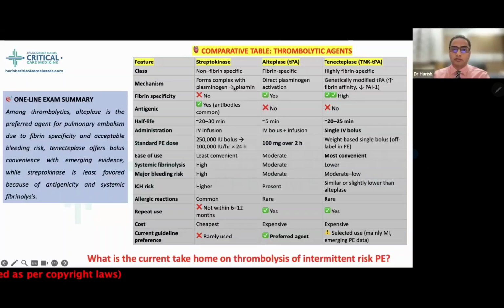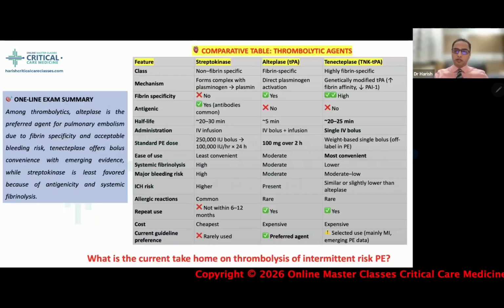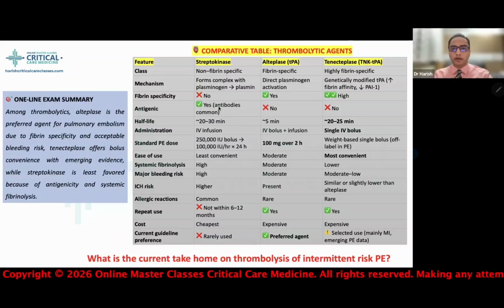Streptokinase forms a complex with plasminogen, which leads to plasmin. Alteplase is a direct plasminogen activator. Tenecteplase is a genetically modified tissue plasminogen activator, which increases fibrin affinity and decreases plasminogen activator inhibitor, thereby potentiating the lysis capacity in a specific way. Overall fibrin specificity is good with alteplase and very, very good with tenecteplase. Streptokinase is non-specific.